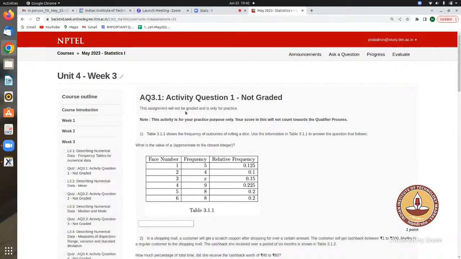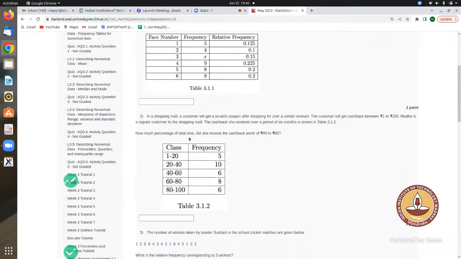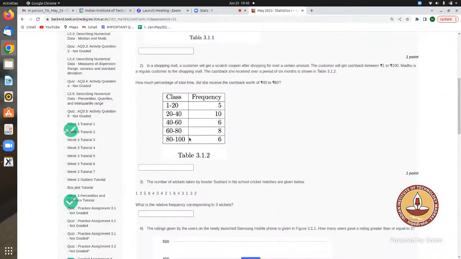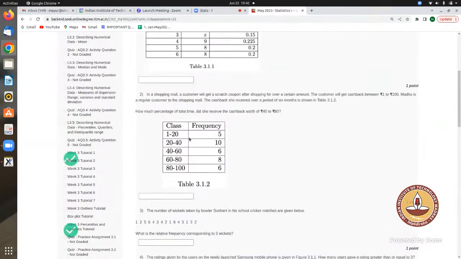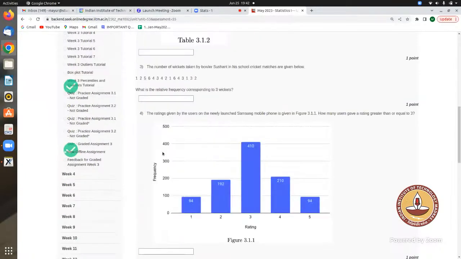Okay, activity 3.1, question number 2, question number 6, 3 and 5 and 6. The last question also. How many questions? Five. Okay, 5 and 6. Let's say I'll go with this first.